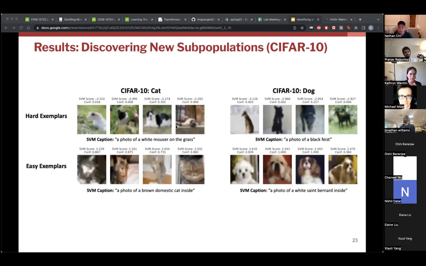And the last set of experiments they're doing is showing that even with novel subpopulations, so not ones that we are already aware of or that we artificially create, can we still identify those? Here we see some examples where there are biases with respect to color and location. So it seems to be better able to identify white dogs and cats that are indoors.